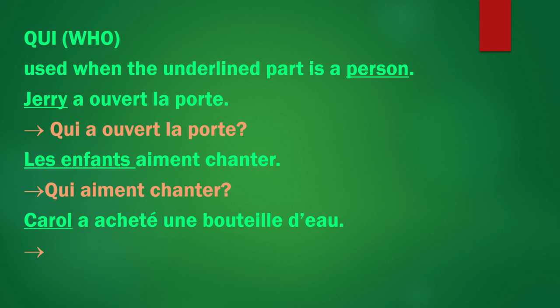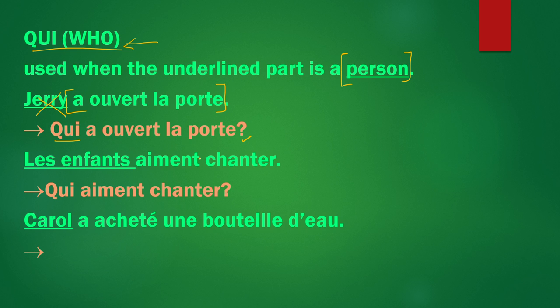Let's begin with the first question word. Qui is used when the underlined part is a person, because this is the simplest. Qui is who. Remember the question word comes at the start of the sentence, and only for qui we do not use inversion. So, "Jerry a ouvert la porte." Jerry becomes the underlined part here, so it is a person. Straight away put qui at the start, and then you will not write the underlined part. Carry on with the rest of the sentence and put a question mark, and that is your answer.